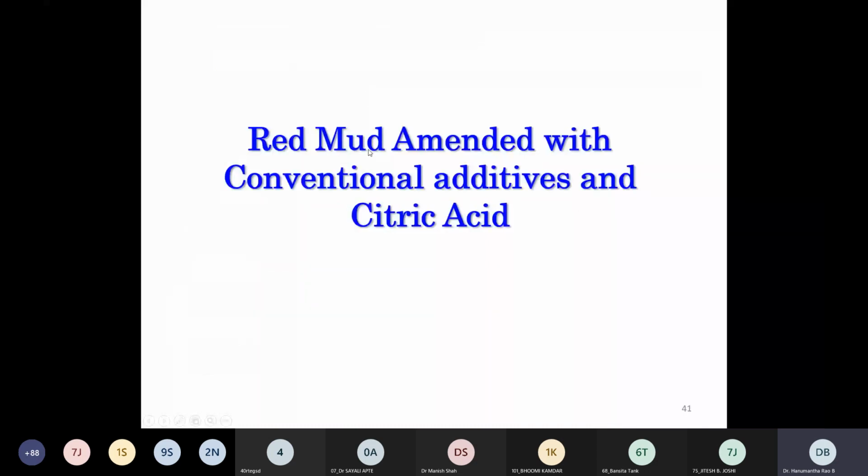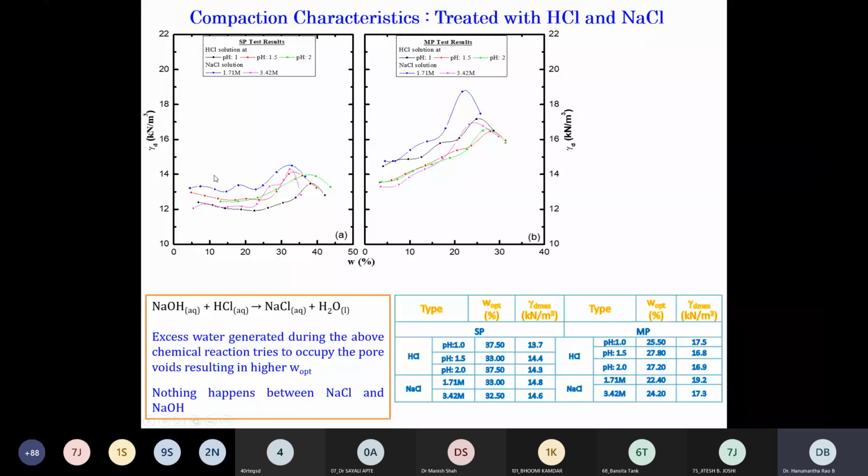And let me also show some results of research conducted by a couple of my MTech and PhD students. Here we used some conventional additives as well as organic acids. These are the compaction results of the red mud treated with hydrochloric acid as well as sodium chloride, HCl and NaCl, by conducting the standard Proctor compaction test as well as the modified Proctor compaction test. Both produce reasonably high values of gamma D and OMC in terms of compaction characteristics. That means when you treat the red mud with HCl or NaCl, there was no impact on the compaction characteristics.